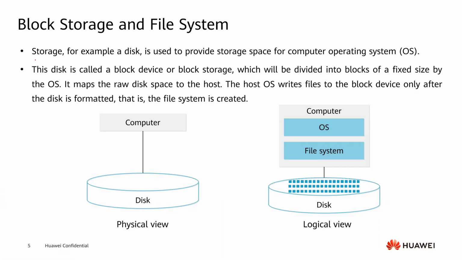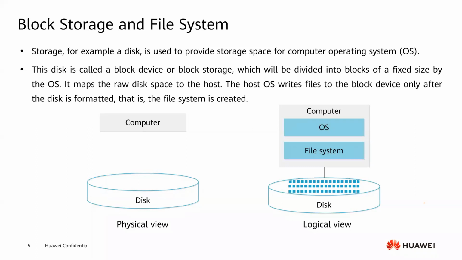Take a disk, for example. A disk is used to provide storage space for the compute operating system. The disk is called a block device or block storage, which will be divided into blocks of a fixed size by the OS. It maps the disk space to the host, but before the host can use the block device, a file system is needed.